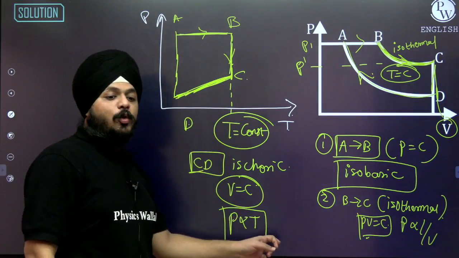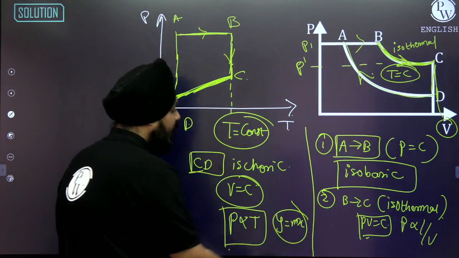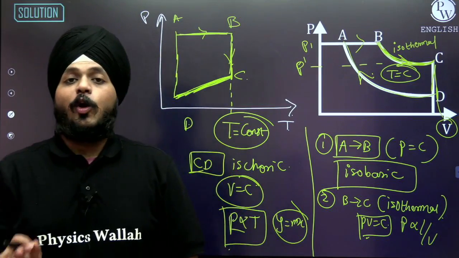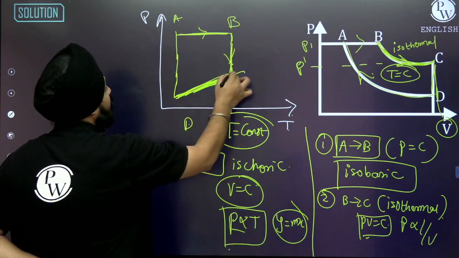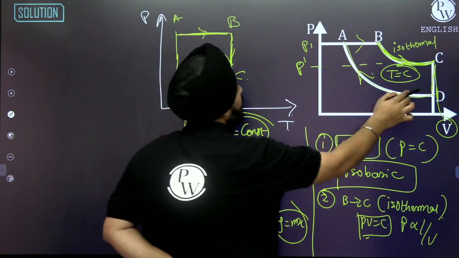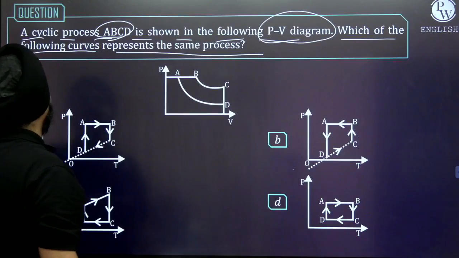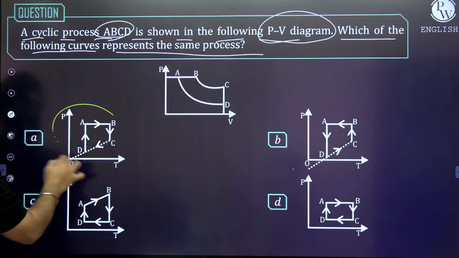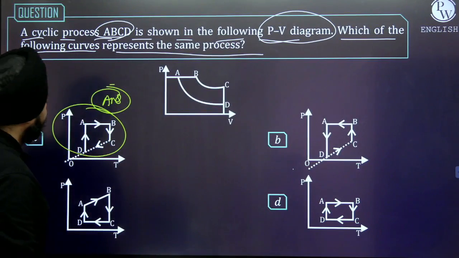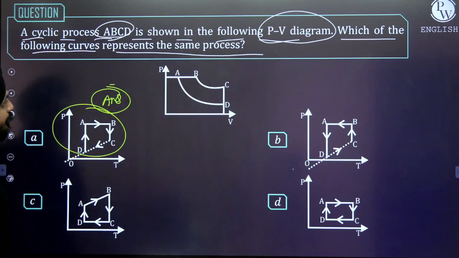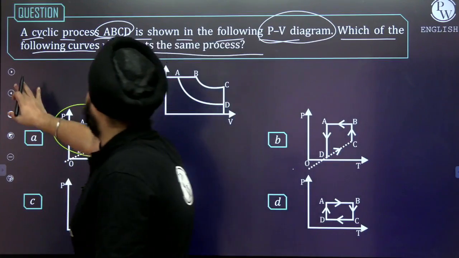If P is directly proportional to T, it means it is following the y equals mx form, so the graph will be a straight line. It is following y equals mx, then the graph is a straight line. And again, take the perfect answer. So this is how, step by step, we solve this question.